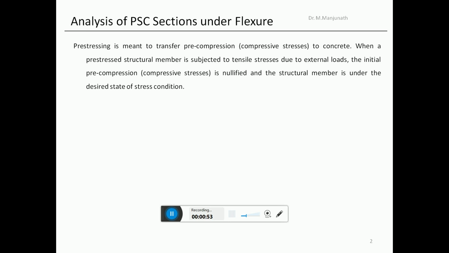stresses. So with this idea, before we tell you what is analysis, in pre-stressed members, when we say analysis, it generally means obtaining the stress values in a member at different stages or phases.